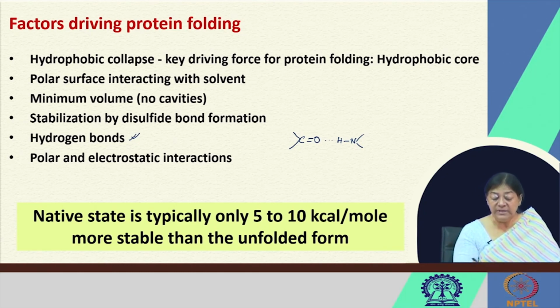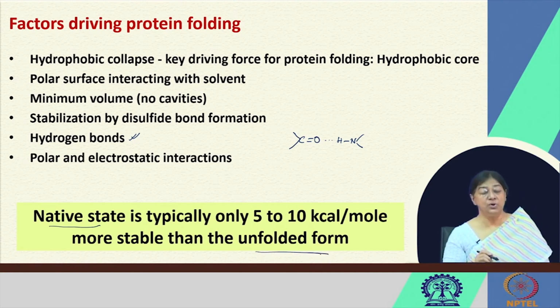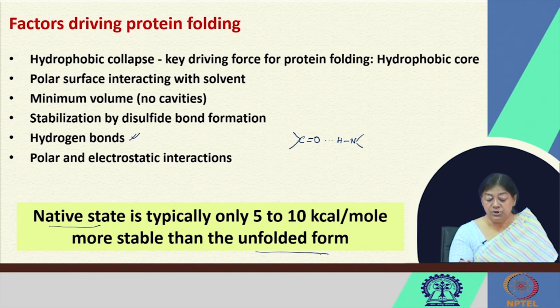Now, if we look at the energetics associated with the native state and the unfolded form, these are terminologies we are going to look at. We have an unfolded form of the protein, which is the primary sequence that finally folds into its three-dimensional native form, its three-dimensional functional form. So, this stability is 5 to 10 kilocalories per mole.